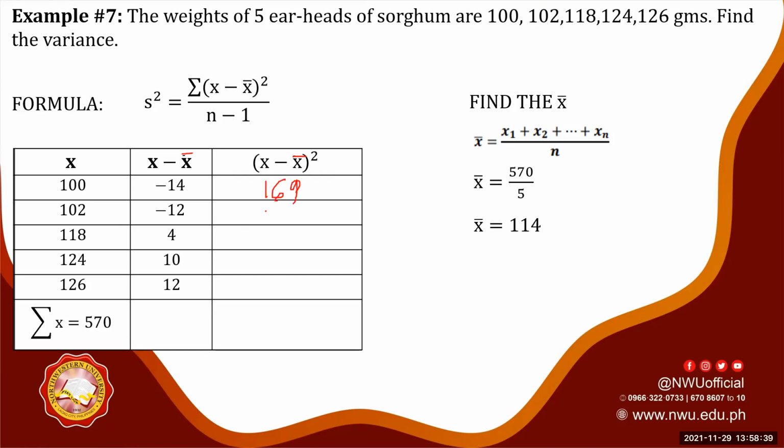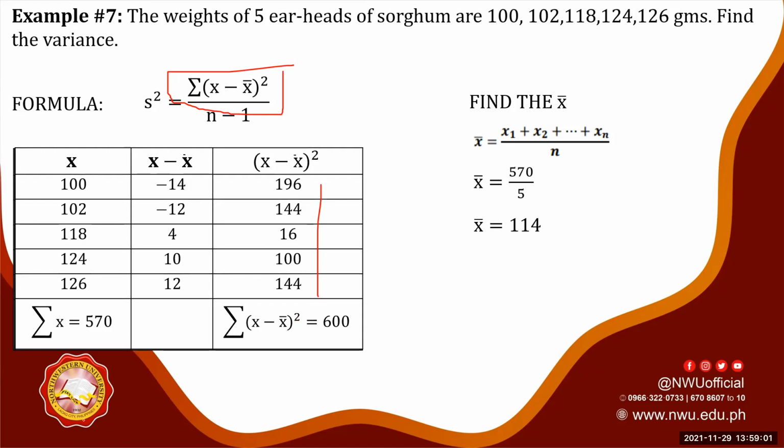12 times 12, that's 144. 4 times 4, that's just equal to 16. 10 times 10, that's 100. And 12 times 12, that's 144. So yan yung data natin. But what we need is the summation of all of that. Pag summation, just add them. So pag addin mo lang lahat to, you will be getting 600.